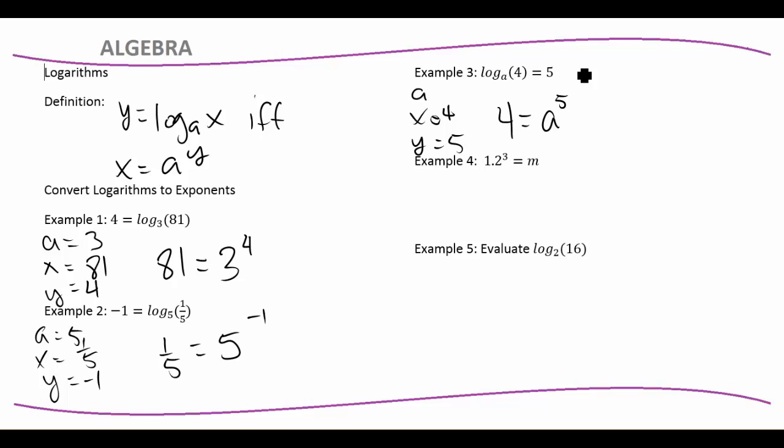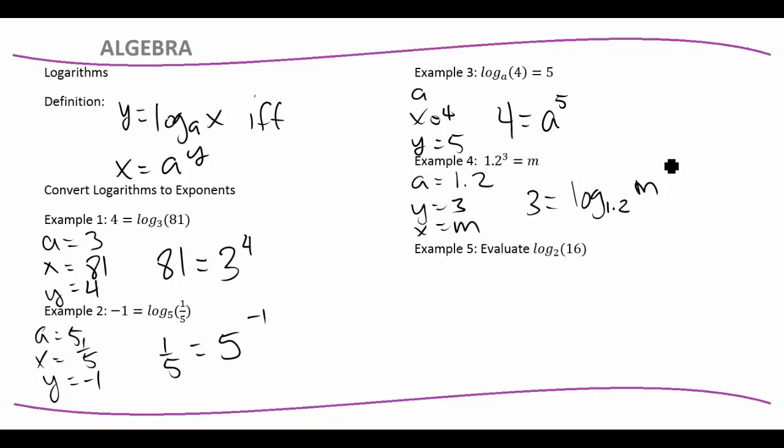Example 4, we're going to convert this exponential form to a logarithm. So we're going to go backwards. We're going to take the fact from our definition. So our base is 1.2, our y is 3, and our x is m. So this is going to turn out to be our y equals, so 3 equals log base 1.2 of our x, which is m.